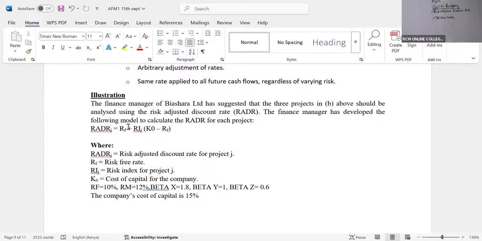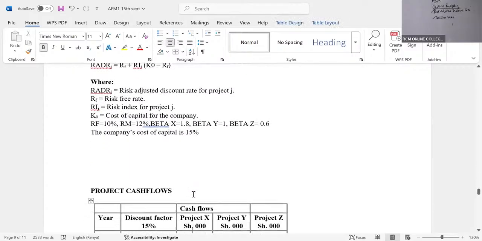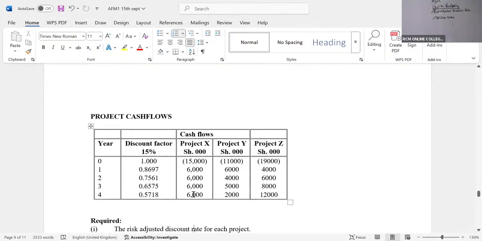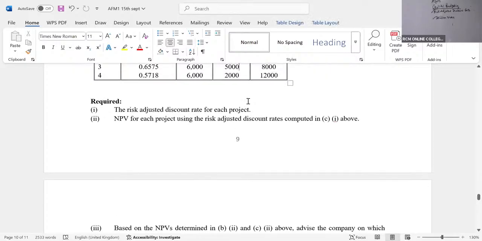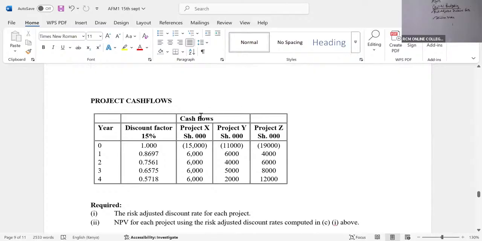In this case, we are given an example where the risk-free rate is 10% and the return of the market is 12%. They have given us 3 projects, of which we have beta X 1.8, beta Y 1, beta Z 0.6. The company's cost of capital is 15%. We are required to provide the risk-adjusted discount rate for each project. There are 3 of them: Project X, Project Y, Project Z.